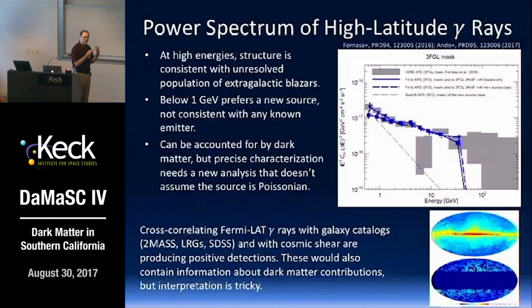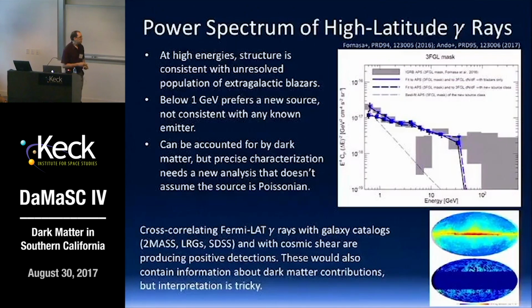So a new analysis is going to need to be done with the hypothesis that this could be dark matter subhalos. It could also be leakage at low energies. The PSF is very large at low energies, so if you have leakage outside of the mask, you might create additional power. So that's something else they're considering.